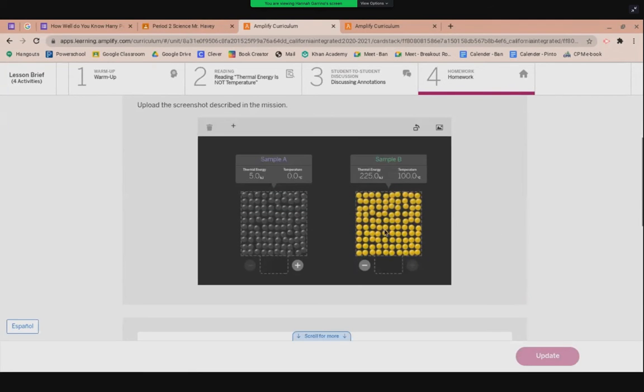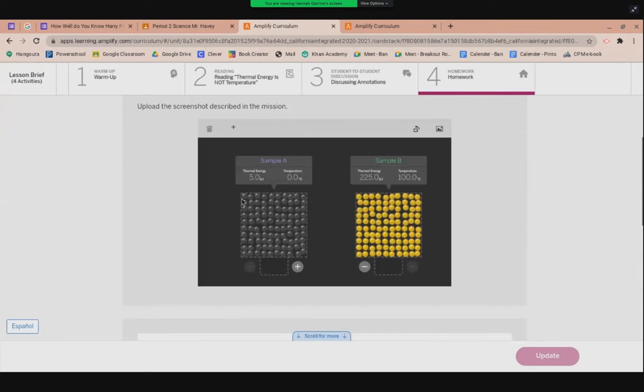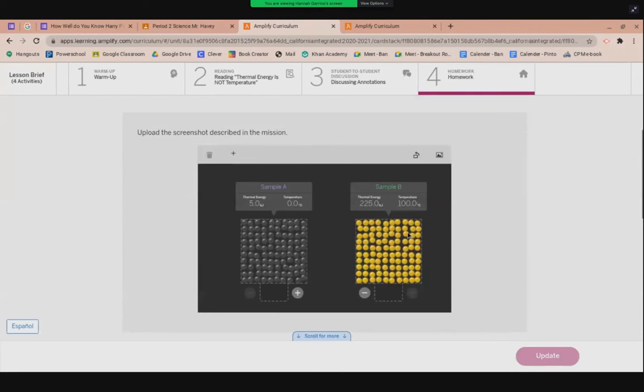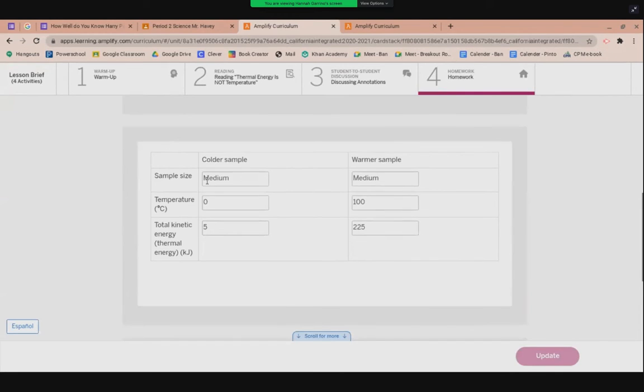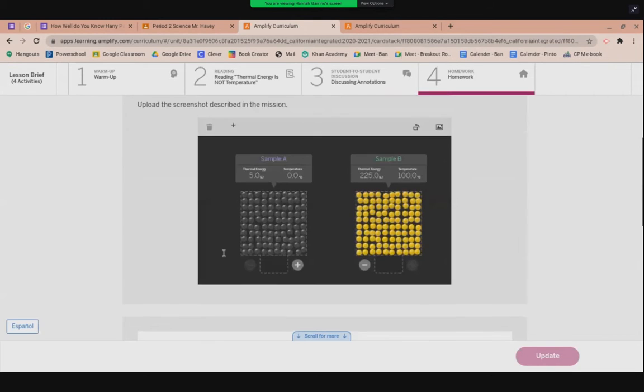Okay. So here is my screenshot from when I did the sim. I got 2 of the same size samples, both medium, and then I made the one on the left the coldest it could go, and the one on the right the warmest it could go. And the colder sample was medium. The temperature in Celsius was 0 degrees, and the thermal energy or total kinetic energy was 5.